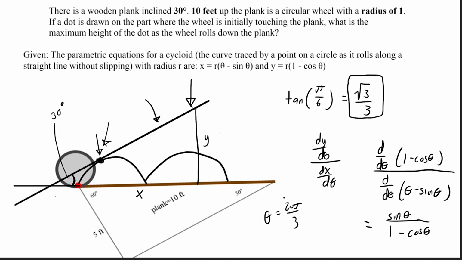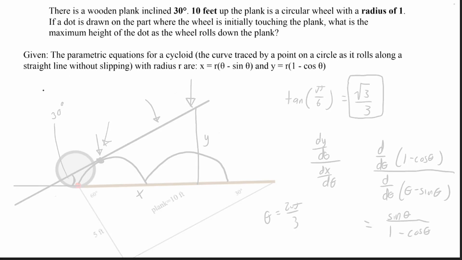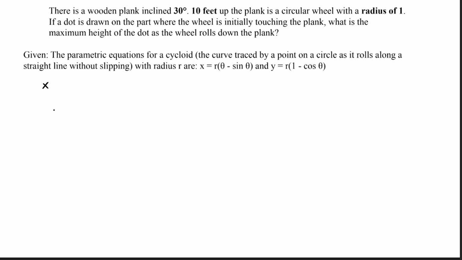So if I plug in 2 pi over 3 into my two parametric equations right here, I should get the coordinates of this point right here. So to find the x coordinate, we're going to plug 2 pi over 3 into theta minus sine theta. So that's going to be 2 pi over 3 minus sine of 2 pi over 3.